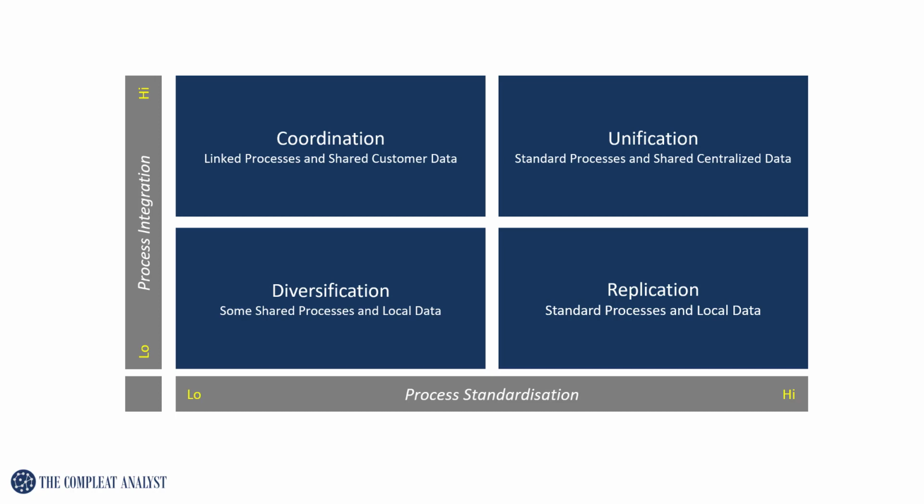A replication model on the lower right features standardized processes, but local data. Hotel and restaurant chains are frequently, but not always, of this type. And finally, the diversification model on the lower left will have some shared processes, usually for shared services such as HR and finance, but local data that suits each individual business unit. Large conglomerates will often have this model as it suits their growth and acquisition strategy.